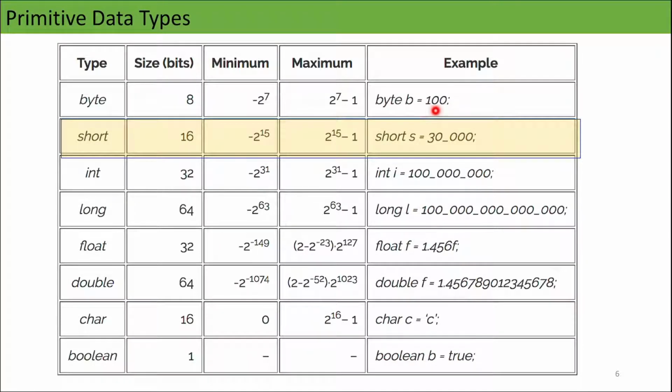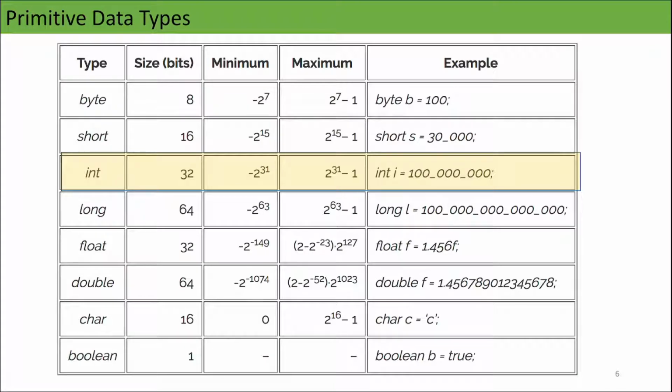Now when you do this declaration, if you choose a number that is higher than what byte can store, you will get an error on the compilation of your code. And the same thing for short. So the short is double the byte and can store more.